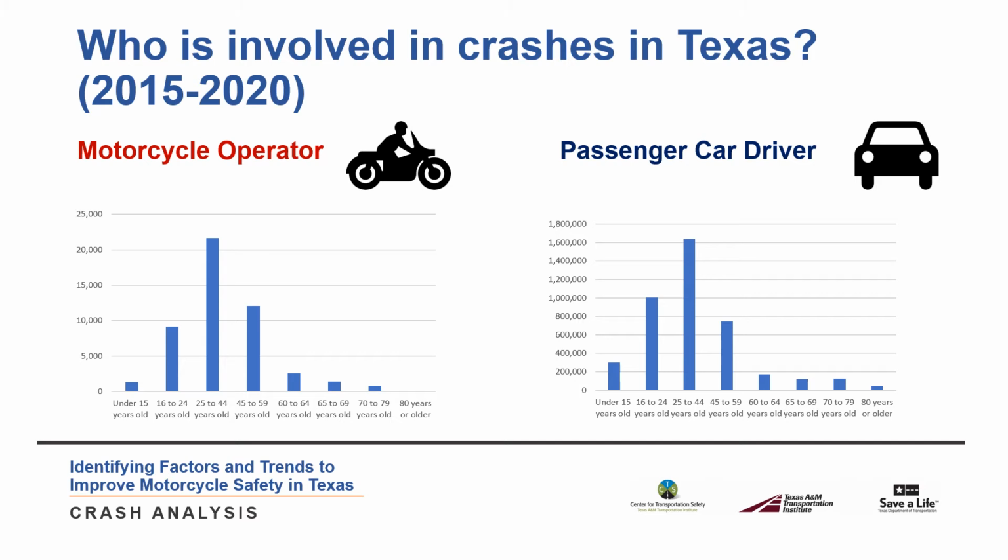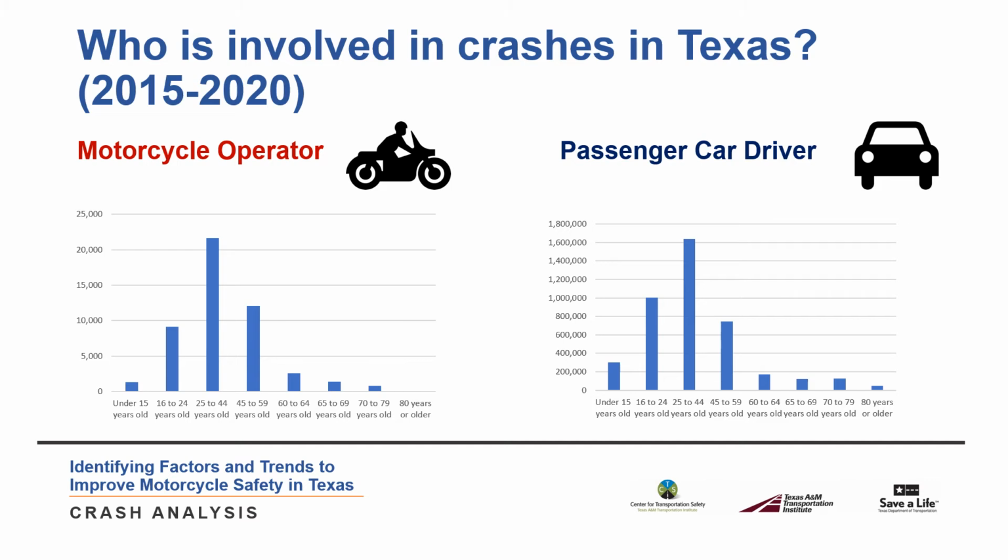The 2 charts on this slide show us age for our motorcycle operators versus age of passenger car drivers. For motorcycle operators, the largest proportion were aged 25 to 44 years old, as shown on the bar chart here, accounting for 44% of our operators. The second largest age group was 45 to 59 years old, accounting for 25% of our operators. In comparison, the age distribution for our passenger car vehicle drivers was a little bit different.